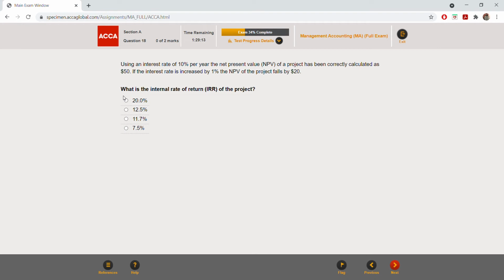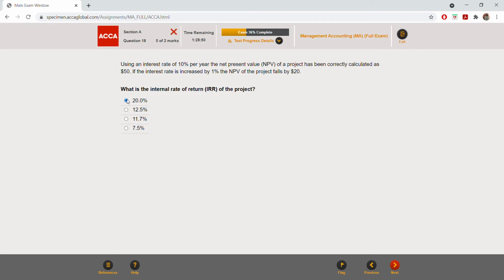If it falls to 10, definitely the IRR has to be more than 12%, because if it's 13%, it will fall below 0. But we want at 0. So the IRR is 12.5%. More than 12%. It could be 20% also.